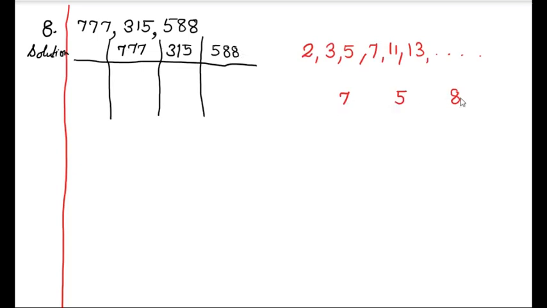7, 5 and 8. Now, above this I have written the list of prime numbers. What is that list? 2, 3, 5, 7, 11, 13. From this, the first prime number, what is it? It is 2. So are these three numbers 7, 5 and 8 divisible by 2? No, 7 and 5 are not divisible. 8 is divisible, which means 588 is divisible. These two numbers are not divisible.